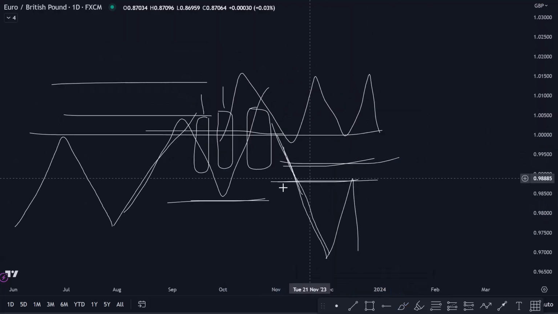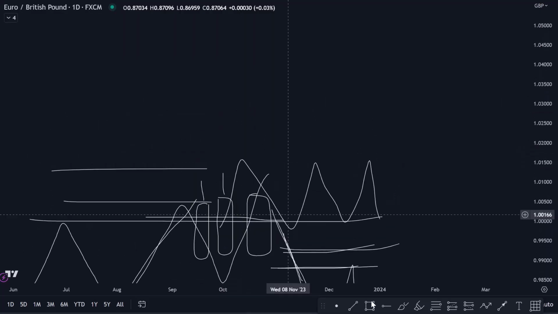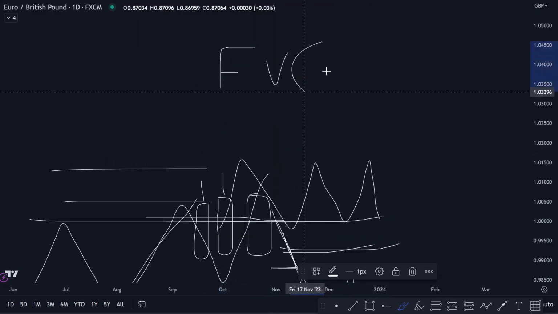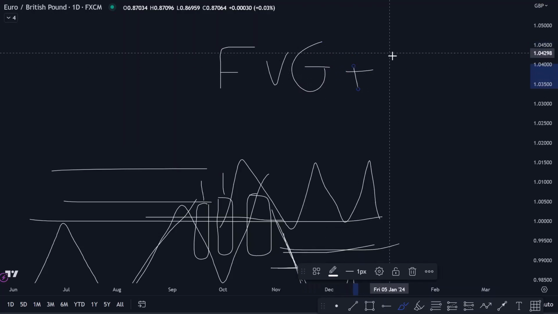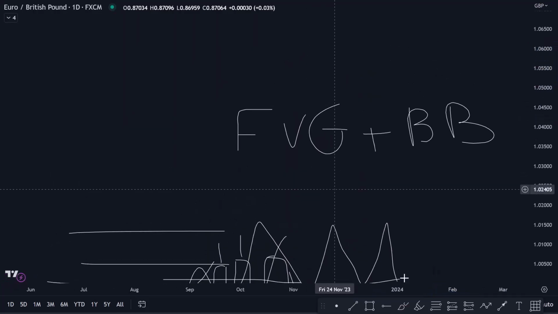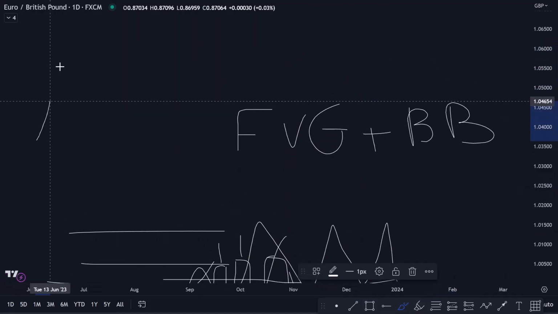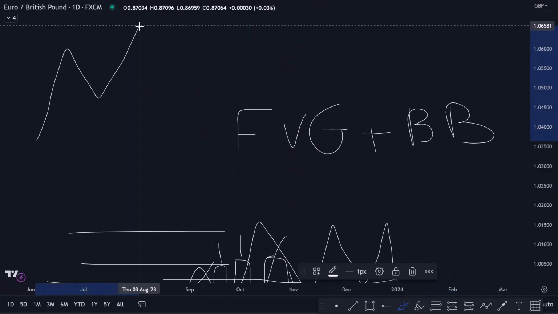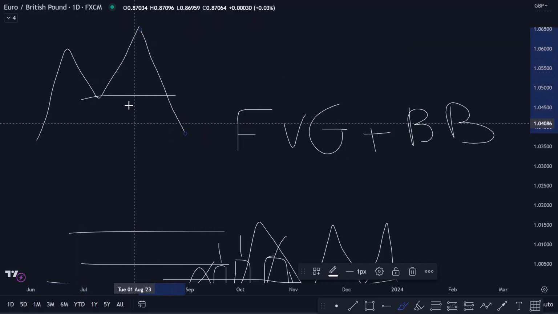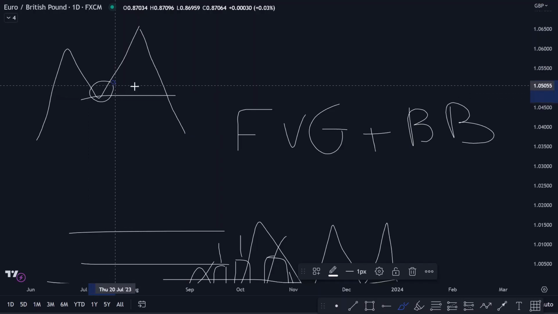Now, there are multiple entries here. What you can do is, my favorite one is fair value gap aligning with a breaker block. Okay, that's my favorite one. Most likely, if you have this type of pattern here, press come down. Now this was an order block, right? And it was broken. Now this is a breaker block.